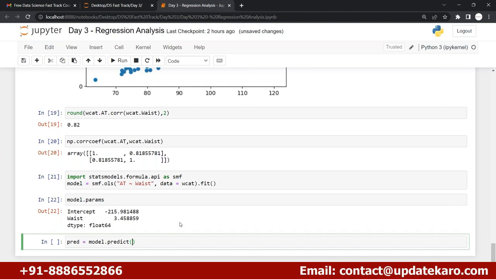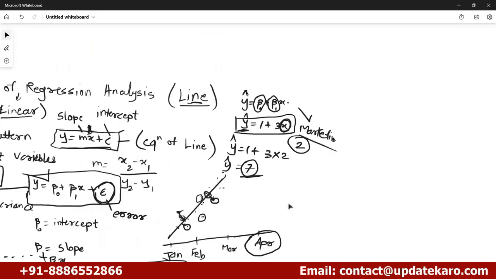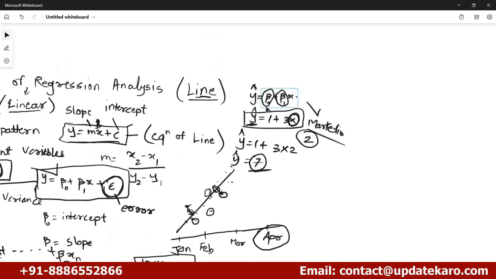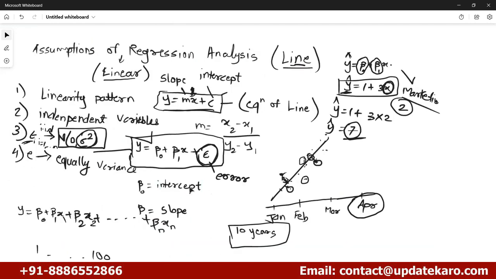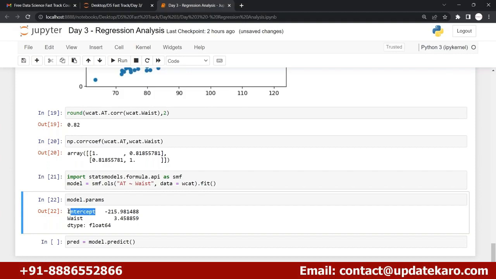Beta 1 again for this particular model. This is beta naught, guys, and this is beta 1, as I mentioned earlier as well. Beta naught is the intercept and beta 1 is the slope. So the intercept word is here, and the value for the intercept is here. So beta naught is this and beta 1 is this.